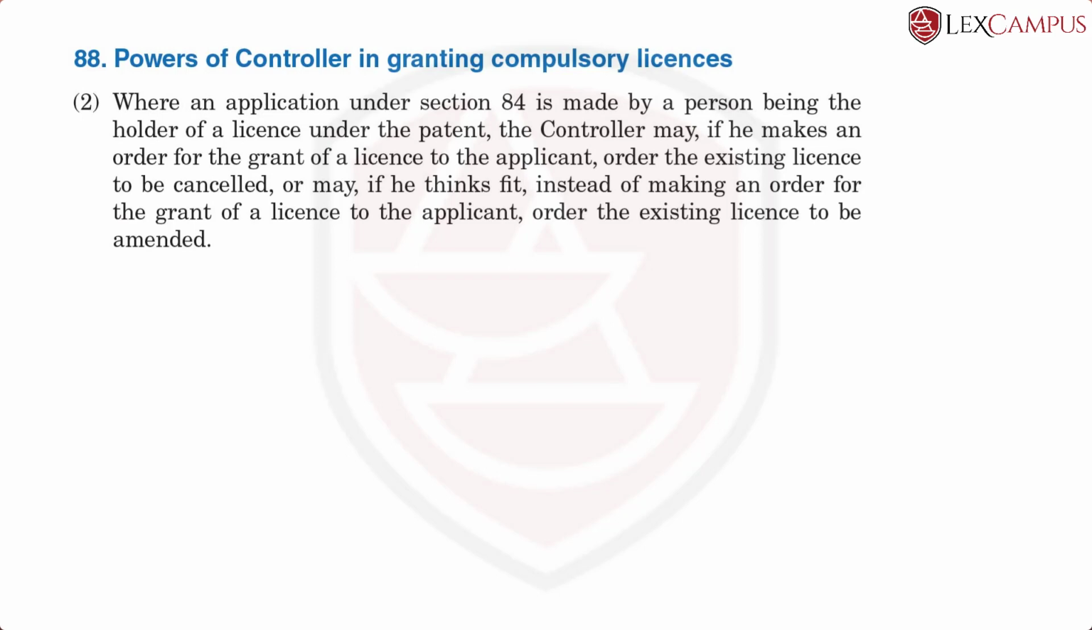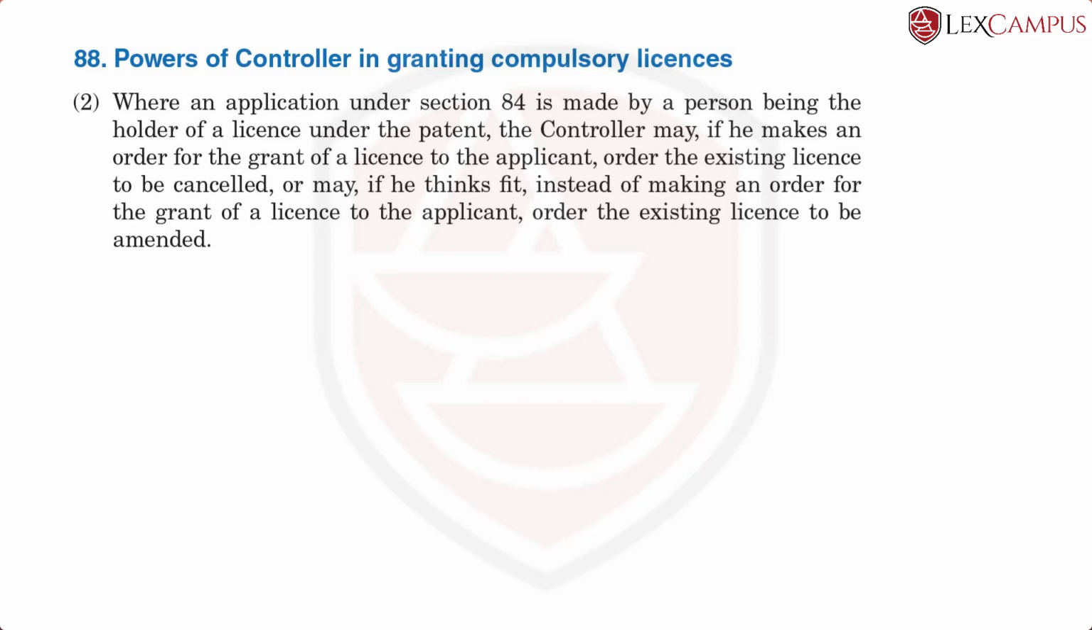Now, this is a case where the applicant for a compulsory license holds an existing license, a voluntary license, we will understand that as a voluntary license, with the patentee. And we have seen that an existing licensee, a voluntary licensee, can still make an application for a compulsory license.